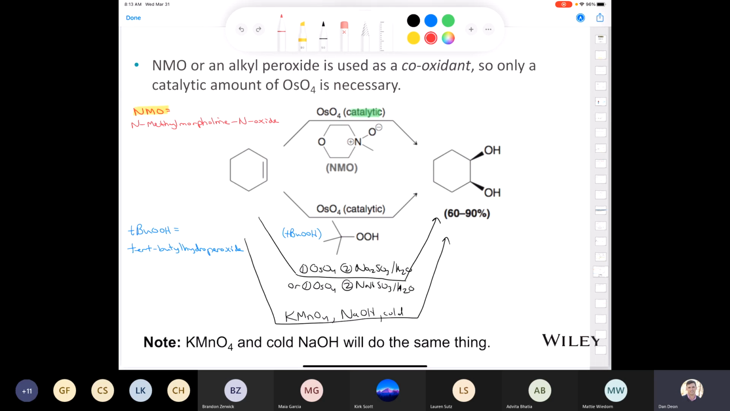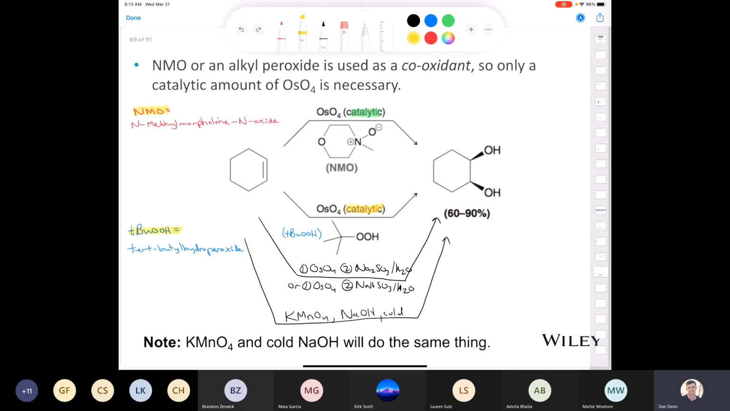Instead of using NMO, you can also use tert-butyl hydroperoxide, which we can abbreviate like this. So this molecule, you can just abbreviate it like this. It's a little bit faster. And of course, again, the amount of osmium tetroxide that's required is a catalytic amount because that tert-butyl hydroperoxide just serves to recycle the osmium tetroxide over and over and over. So really, you've got 4 or 5 different ways that we've learned. The ones that were on the last slide, these two, which use a catalytic amount of osmium tetroxide.